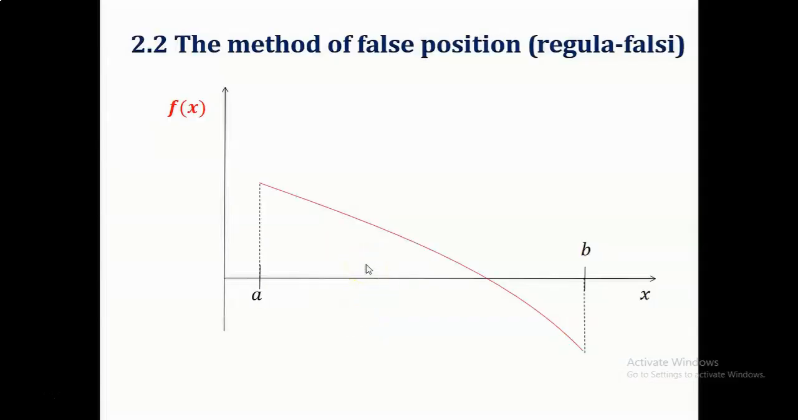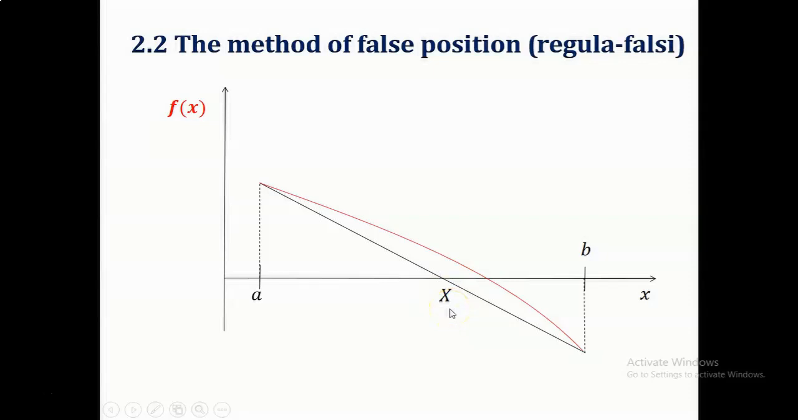And now we will discuss the method of false position, which is also called regula falsi in Latin. So this method is similar to the bisection method, except in this case, instead of bisecting the interval AB in half, we construct the line passing through the points A, f of A and B, f of B, and we look at the intersection between this line and the x-axis. So this would be my point x here.